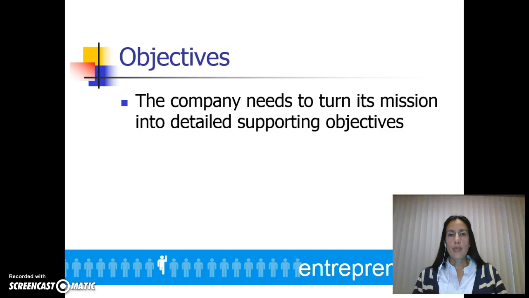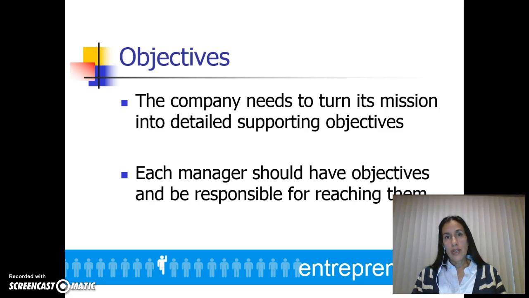So the company needs to turn its mission into detailed supporting objectives. What is that? You already know why you created your company, you know the problem that you're solving, you know how you're going to solve it, but you have to give specific details of how you're going to get or achieve these goals.